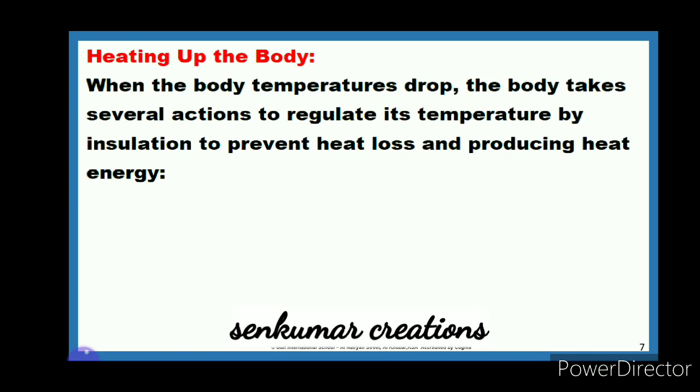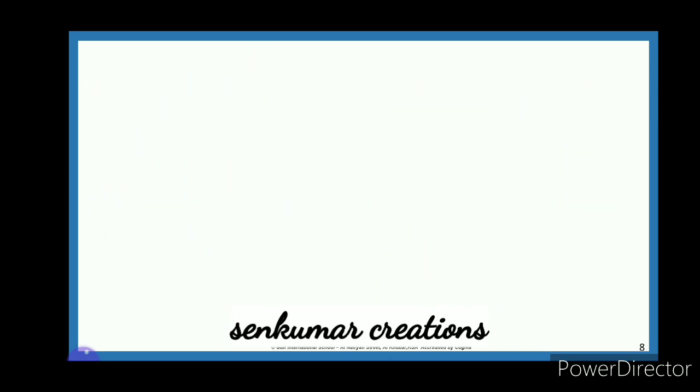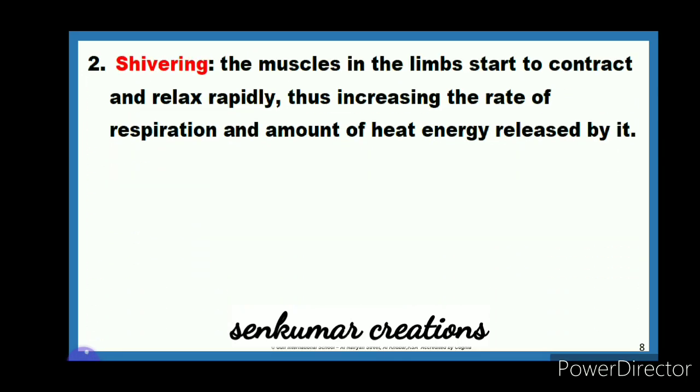loss. So there are two processes happening. Blood vessels become very narrow, so less blood can go through and there is less heat loss, and they also sink very deeply in the skin so that the distance between the skin and blood vessels becomes more, so the heat loss is reduced. So this is vasoconstriction. This causes the blood vessels to become narrower to reduce heat loss. They also sink deep into the skin to increase the distance heat has to travel to escape, thus reducing heat loss.